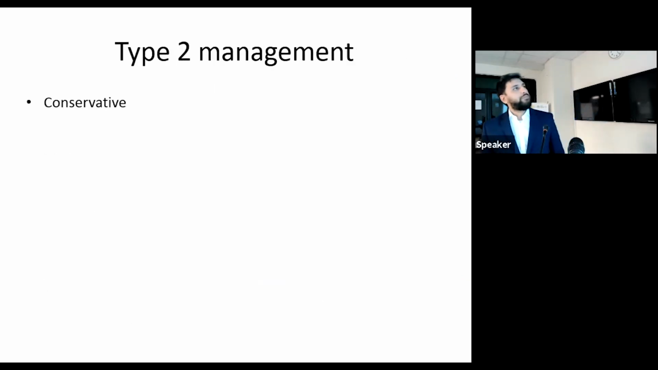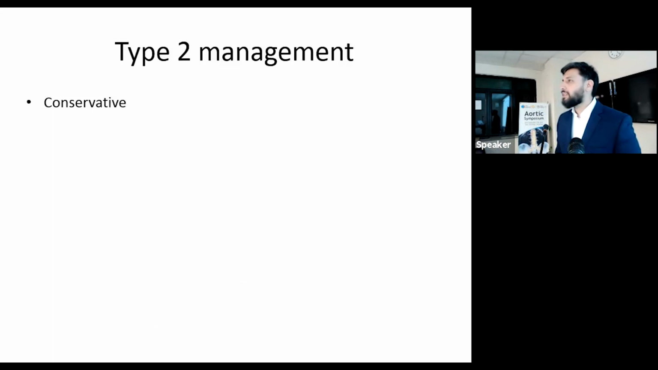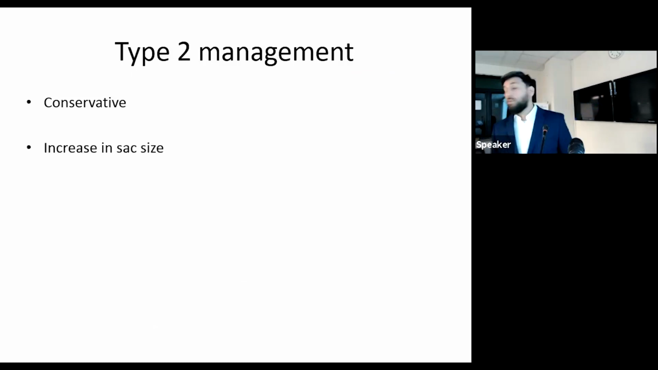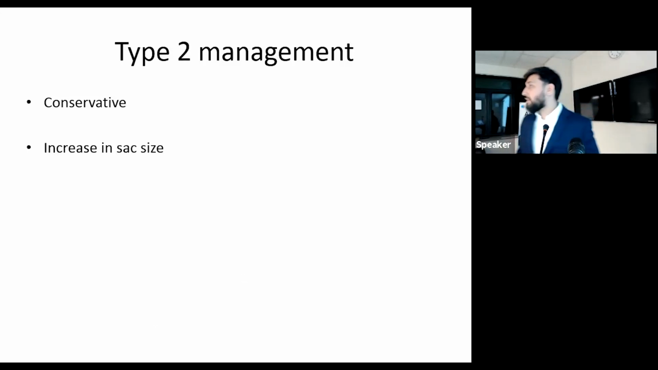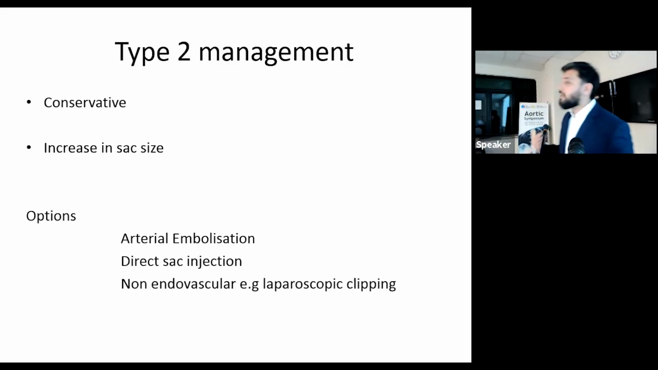So type 2 management. Type 2 endoleaks are by far and away the most common endoleak that you see. For all of the radiologists out there, you need to really look for these. They're common. They're not usually a problem, but they need to be mentioned and they need to be surveilled and kept an eye on. You can treat them conservatively. If they're not increasing sac size and there's no problems, just keep an eye on them. And oftentimes they resolve on their own. But if there's an increase in sac size, then you need to start thinking about treating these type 2 endoleaks.